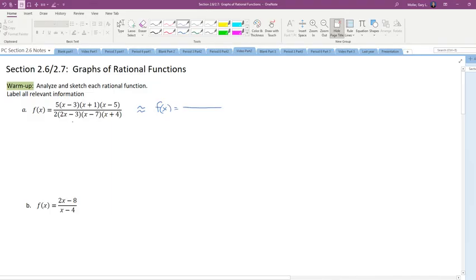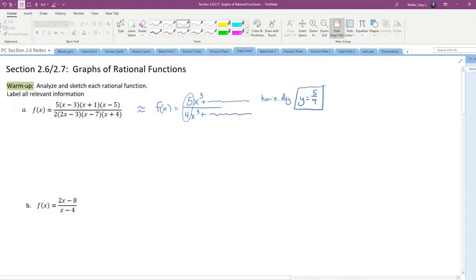Okay, so since the degrees are the same, now we need to know also the coefficients. So let's take another look. This is a 1x times a 1x times a 1x times a 5. So this is going to be a 5x cubed plus a bunch of other stuff I don't care that much about. And the denominator is going to be an x times a 2x times a 2. So that's going to be a 4x cubed plus a bunch of stuff I don't care about, which tells me my horizontal asymptote is going to be the ratio of the leading coefficients. So y equals 5/4, 1 1/4.